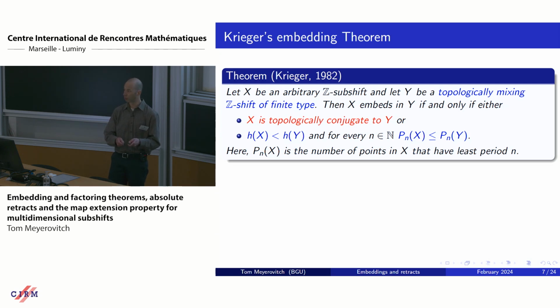that says that if you properly embed into a mixing subshift of finite type, then you must have strictly lower entropy. So this is what it says.